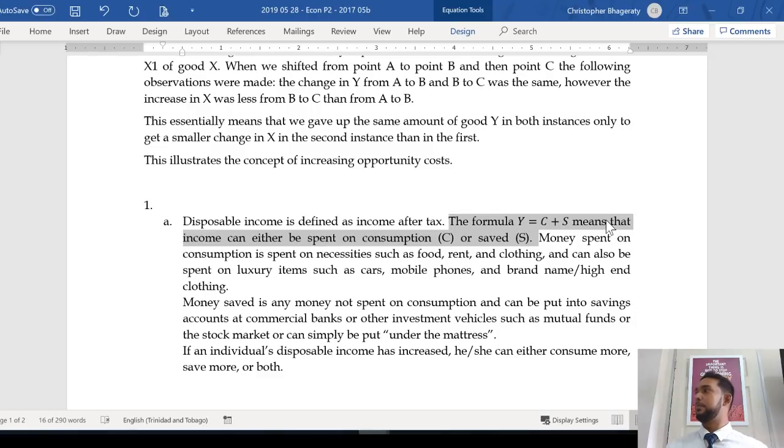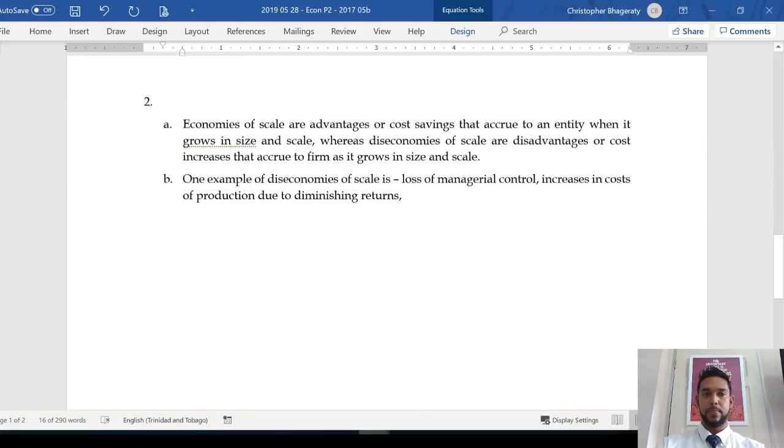Because once your money goes up, it has to go somewhere. It either has to be saved or spent if the individual is a rational person. All right. So let's go back here now.